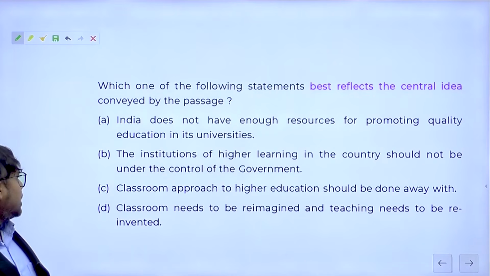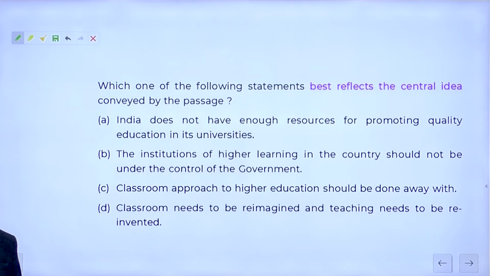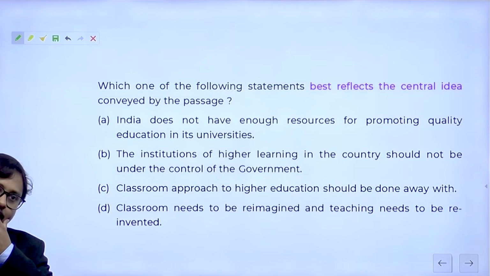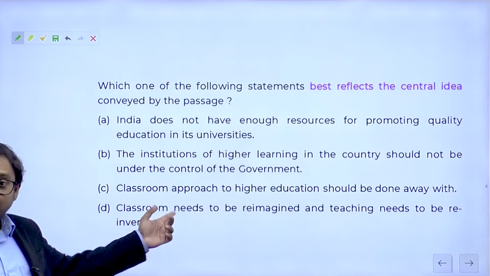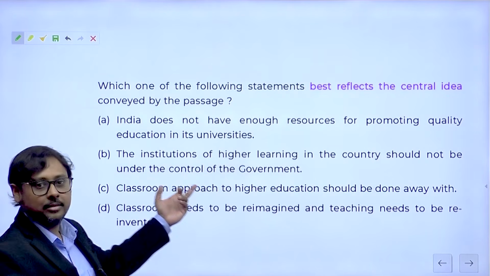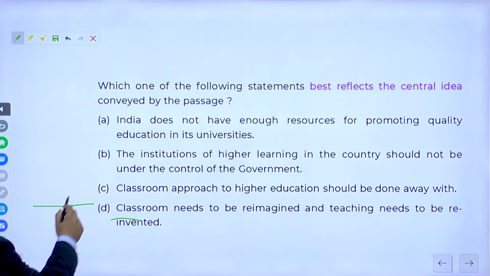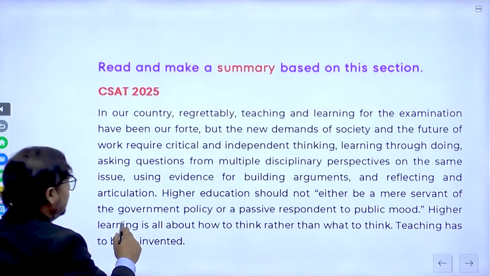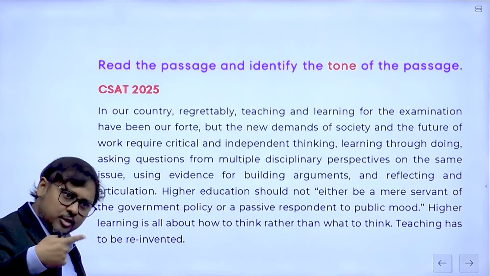ठीक है? Option B, the institutions of a higher learning in the country should not be under the control of the government. Why this is incorrect? It is not talked about, it should be controlled. Yes, fine. ये example है. One example which was there here: either be a mere servant of the government policy or a passive respondent to public mood. It's just one example. It's just talking about one aspect.